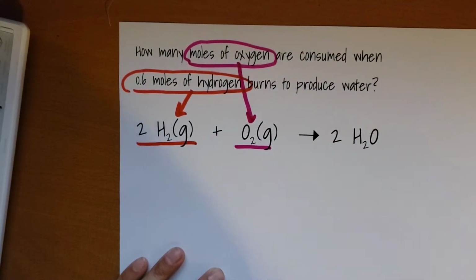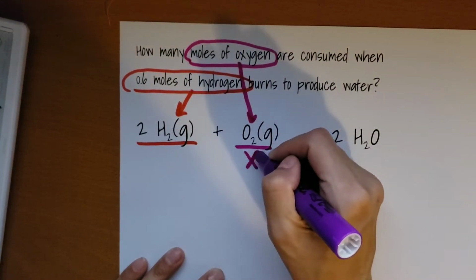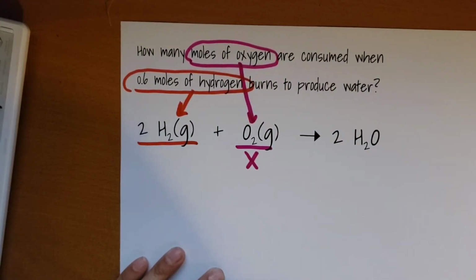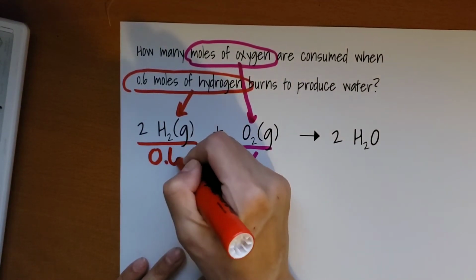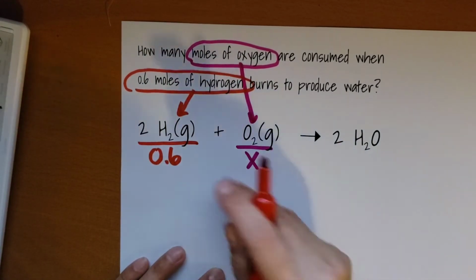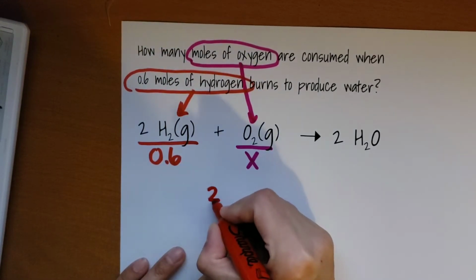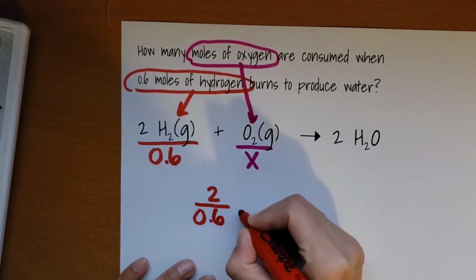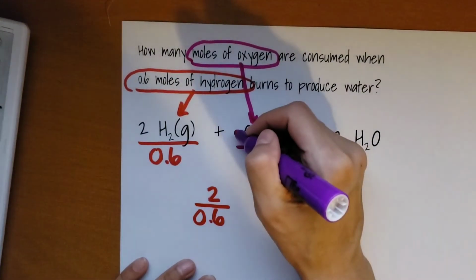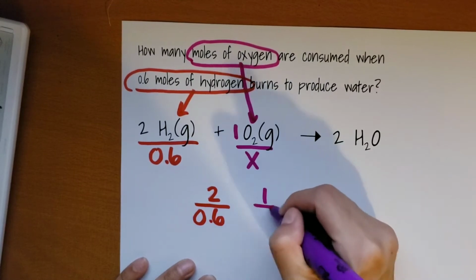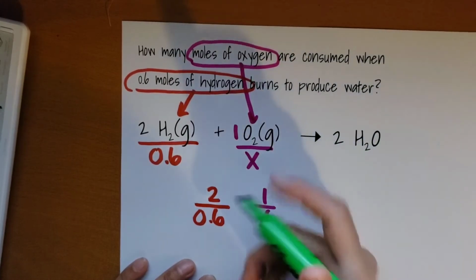So again, the question says, how many moles of oxygen? So oxygen is our X, and we can see that we have 0.6 moles of hydrogen. So we know this. So from here, I'm going to write the fractions as given from here. So this, take the coefficient, it's 2 over 0.6. And my other fraction, remember the coefficient on the oxygen is 1. So that's 1 over X. We're going to set these fractions equal to one another.